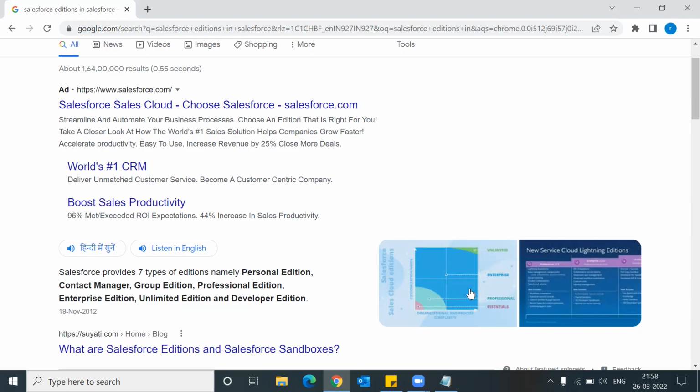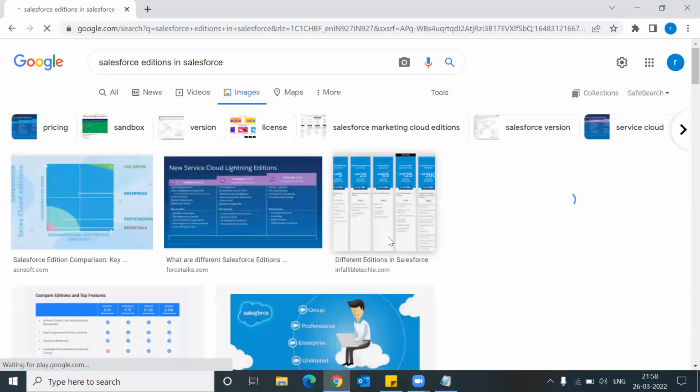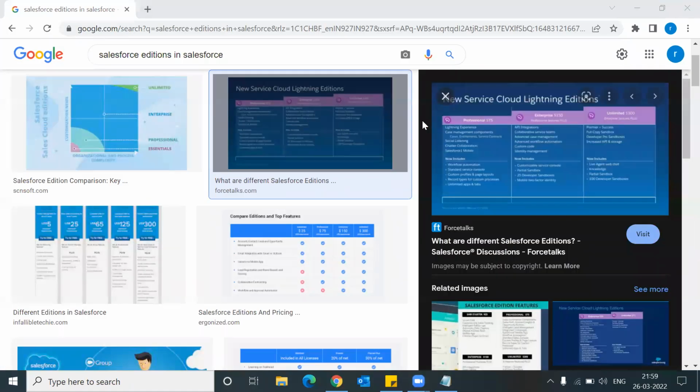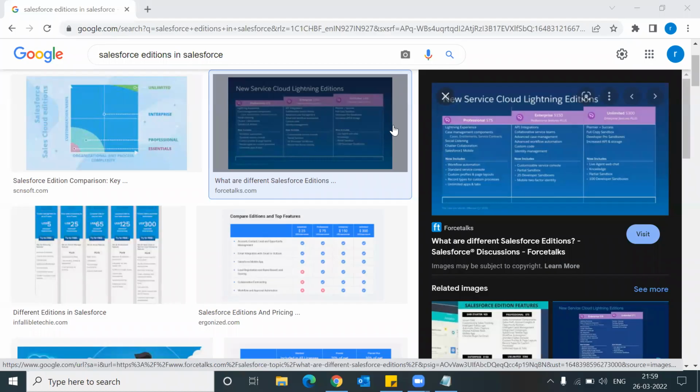But yes, tell me, are companies using enterprise or unlimited? Most of the time companies are using, you cannot say unlimited. But suppose I'm telling you my company, okay, I'm using the enterprise. Oh, unlimited nowadays.